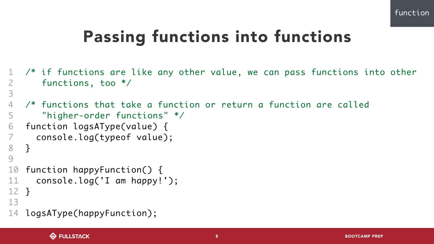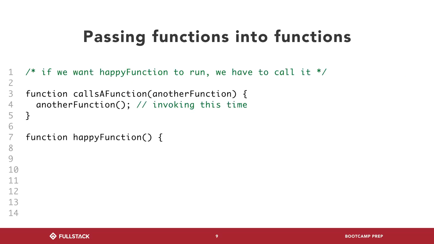Right? So once again, are we running happy function at any point on this page? Are we running logs a type at any point on this page? Yes. Great. Awesome. That's the distinction, right? We're passing happy function back and forth, but we're never running it. We're never invoking it. We're just literally treating it like we would any other variable.